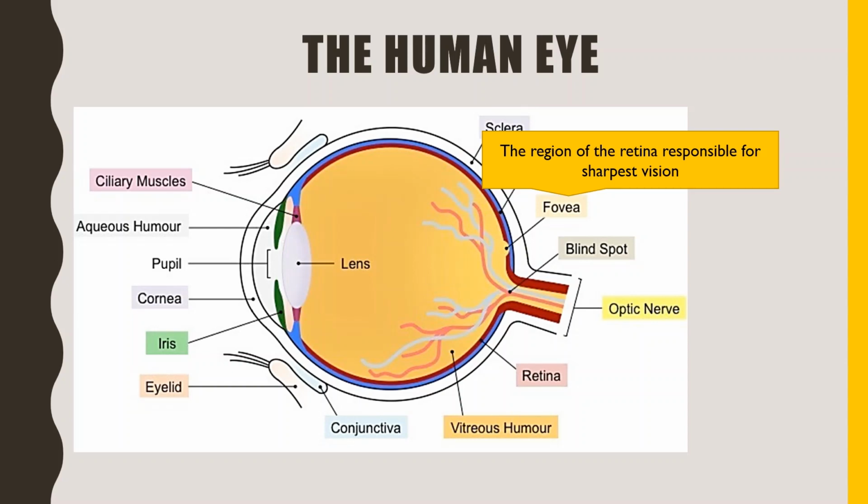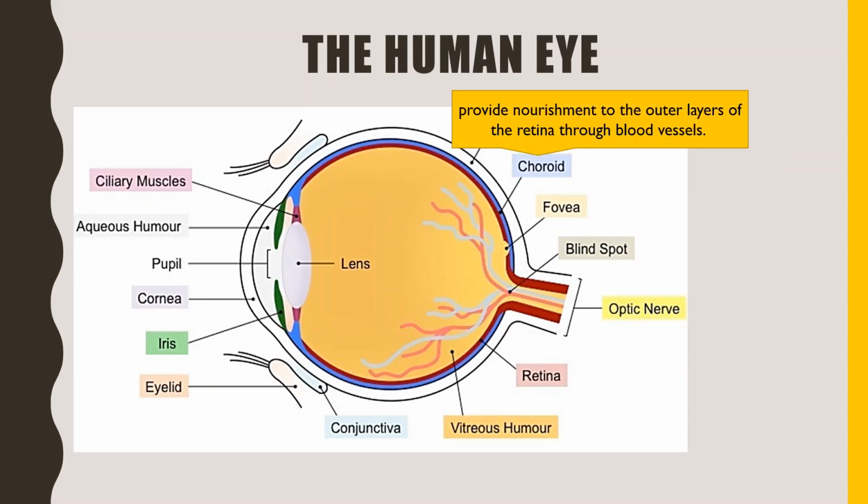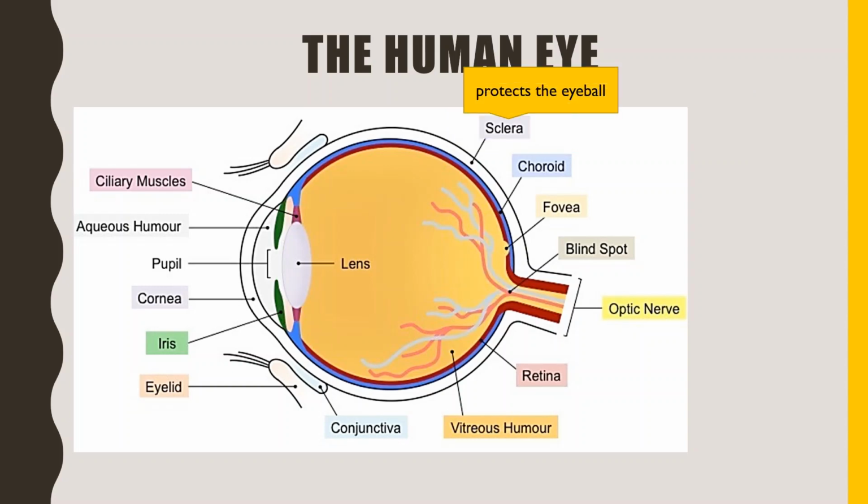Now, next we go on to the choroid. The choroid provides nourishment to the retina through blood vessels. It also provides a major supply of oxygen and blood to the retina. Now, the last one, the sclera. The sclera is the protective covering for the eye. It is tough and fibrous by nature. So it protects the eye from serious damage. So it protects your eyeball, right?